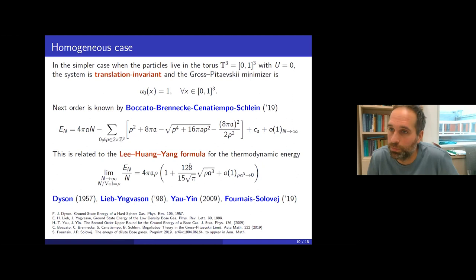So there were results by Dyson on that, and Lieb and Yngvason. Those two, Dyson and Lieb and Yngvason, were able to prove this first order term, 4 pi a rho. And actually, after Dyson proved that in 1957, he was able to get the upper bound quite quickly. Then it took many, many years to prove the lower bound for this 4 pi a rho. And this was done by Lieb and Yngvason in 98.